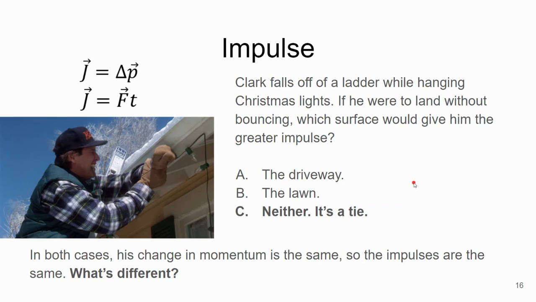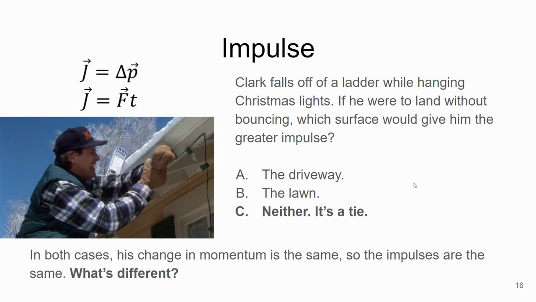It's a tie. Both surfaces will give him the same impulse because his change in momentum is going to be the same. In either case, if he falls from the same height, right before he hits the ground, he's got a certain amount of downwards momentum. And then after he completes his landing, so after he hits the ground and comes to a stop, he's completely run out of momentum. So the change in momentum is the same, therefore the impulse is the same.